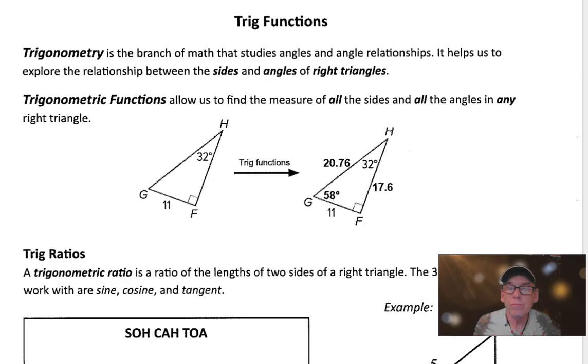Okay, so we're going to start talking about trig functions. Trigonometry is a branch of math that studies angles and angle relationships. Triangles that cannot be solved with the Pythagorean theorem because there's not enough information can generally be solved using trigonometry. So we can use trig functions to find the measure of all the sides and all the angles in any right triangle. We call this, solve the triangle. Completely solve the triangle.